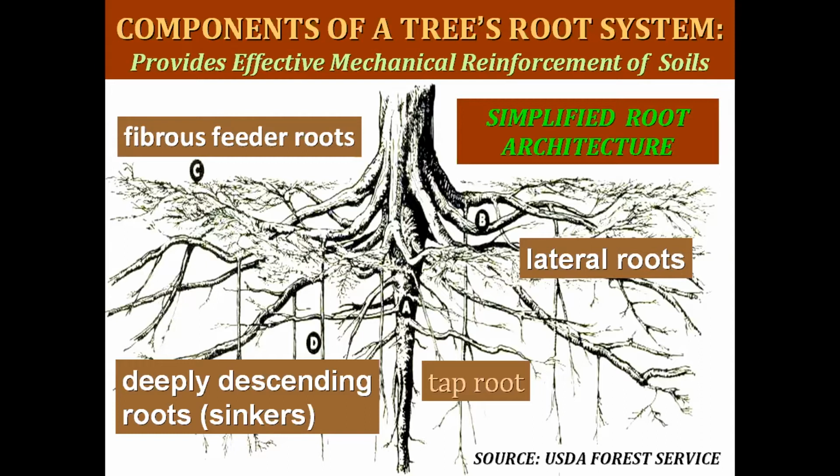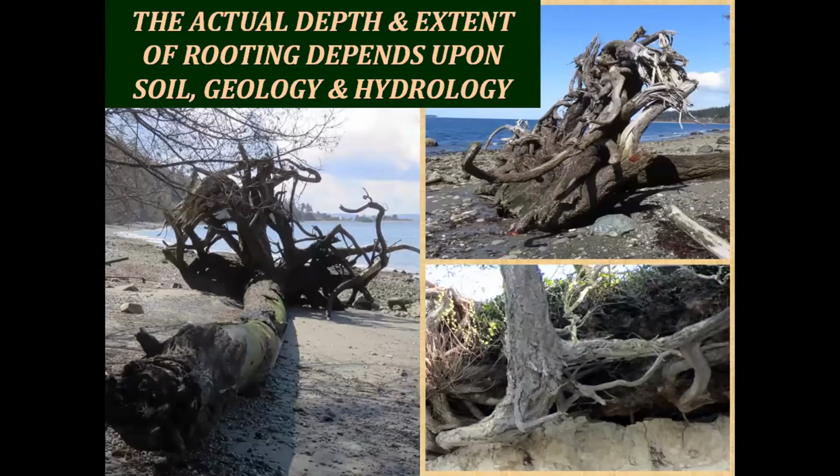When a plant is germinated, it puts down a taproot, which later disappears, except for a few trees like Oregon white oak, Garry oak, or madrone. But the root system develops fibrous feeder roots, which allow the tree to take up nutrients and water, and develops quite a bit of lateral rooting and deeply descending rooting, which are called sinkers. But rather than species specific, the actual extent of rooting depends on the soil, geology, and hydrology of the site. So it can be very, very variable.